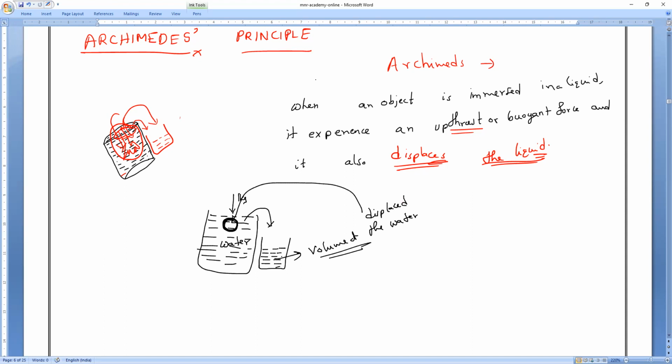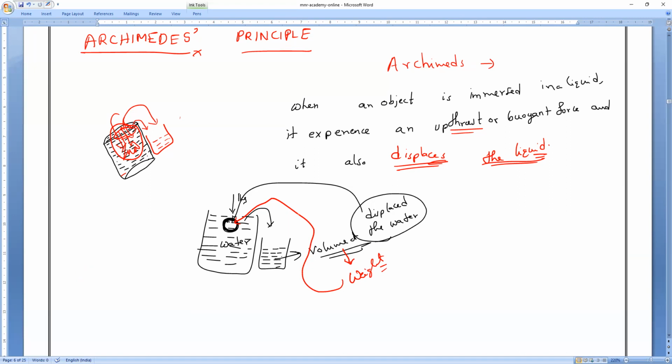Do you understand what I'm saying? The volume of the displaced water is equal to the volume of the immersed object. Do you understand, guys? And the weight of this displaced liquid is equal to the weight of the immersed object. That is basically what we call Archimedes principle. So always keep it in mind, all of you write it.